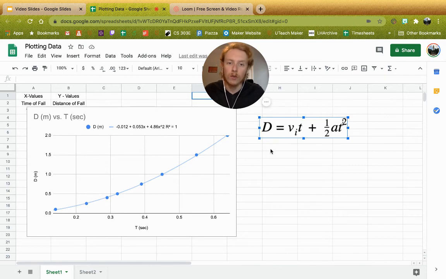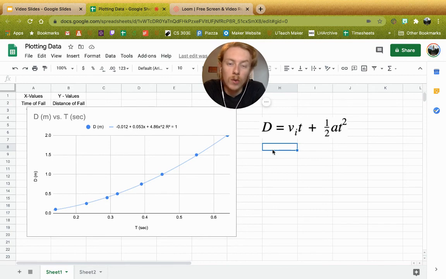In the next video, we're going to be looking at how we do what's called linearizing this data. So how do we take this data and tweak it ever so slightly so that we can look at a straight line? Straight lines are just much easier to analyze. So we're going to be doing that next time.